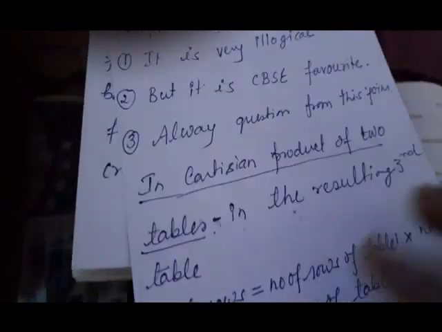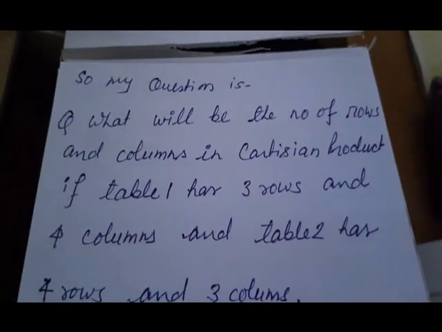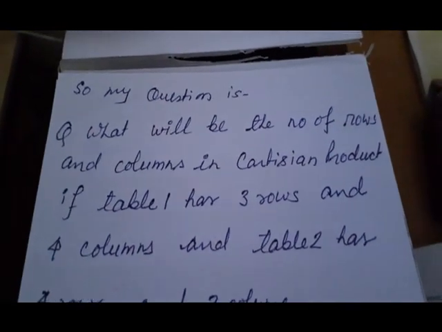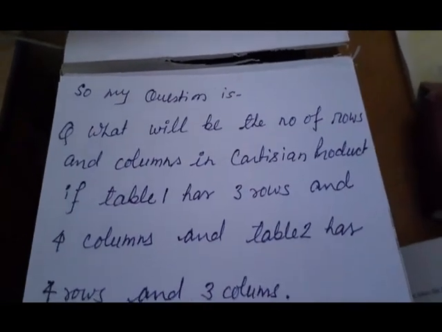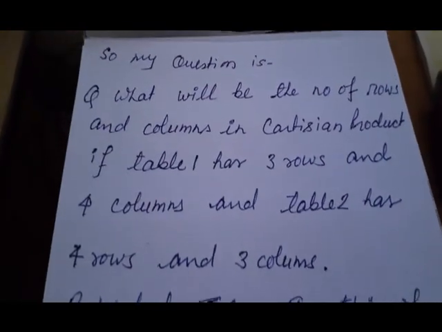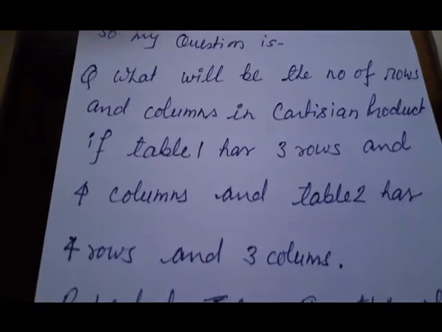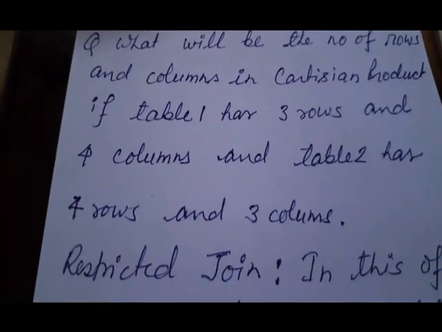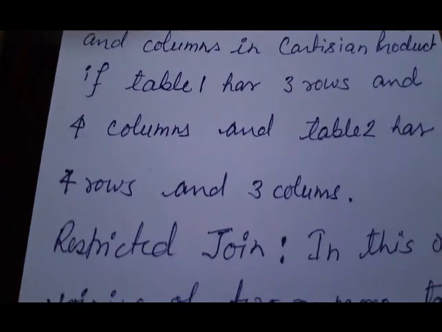Alright, now next is my question. Now see the question. Okay, so my question is, what will be the number of rows and columns in Cartesian product if table 1 has 3 rows and 4 columns and table 2 has 4 rows and 3 columns? So this you are supposed to find out, and this is going to be your homework. You are going to write. I will give you the date to submit all the questions and answers.